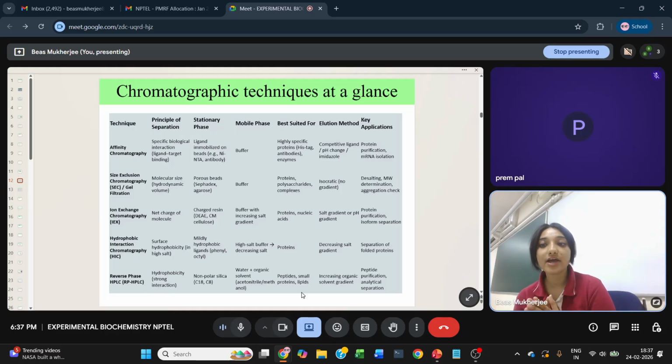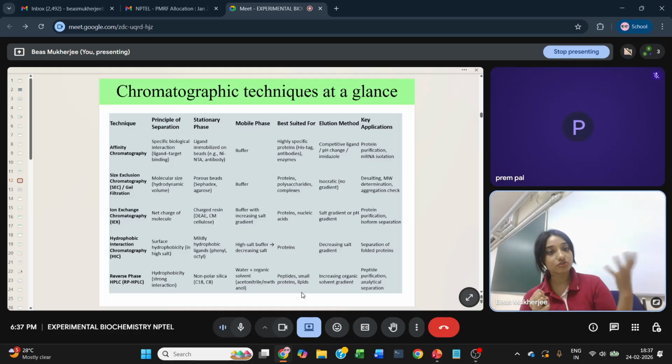Okay, now we have ion exchange chromatography. Here the net charge of the molecule is taken into account, and charged resins are used, like DEAE, which is diethylaminoethyl, and then there is CM cellulose, which is carboxymethyl cellulose. Okay, this is negatively charged. DEAE is positively charged cellulose. So these are used as resins.